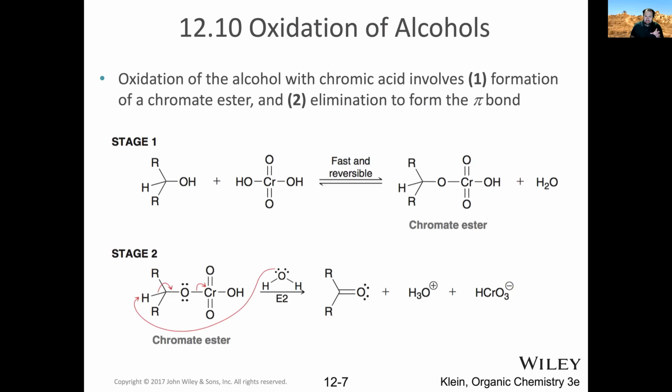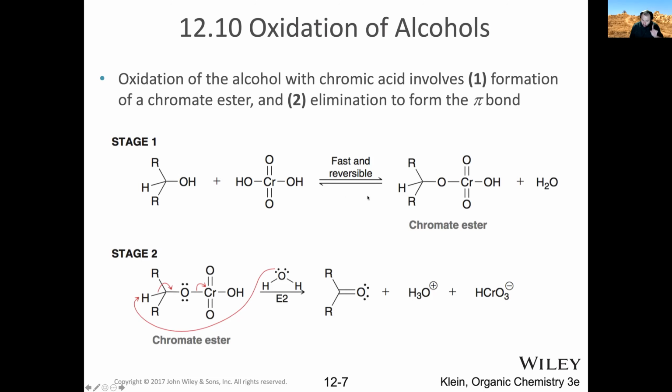Now, let's take a look at the mechanism. It's not a full mechanism. As you can see, we're just talking about two stages, not steps, but stages. And in the first stage, the alcohol reacts with the chromic acid molecule and forms a chromate ester, probably through a series of mechanistic steps, but we're not going to delve into those steps.